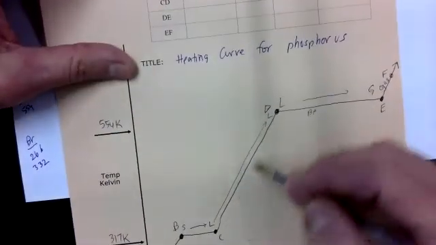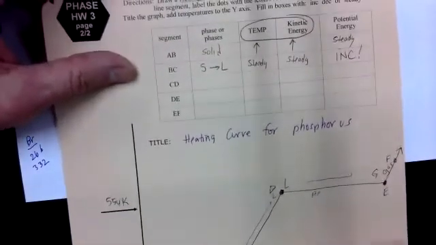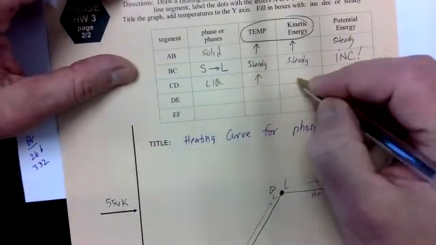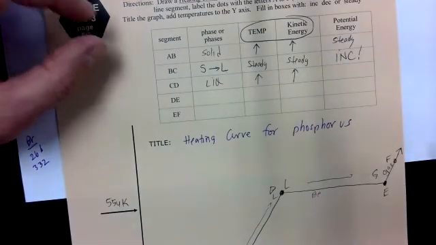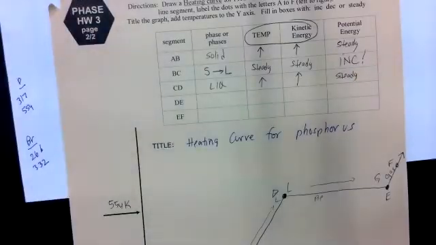CD, right through the middle. Liquid, liquid, liquid, but the temperature's going up. So what do we got? What phase? Liquid only. The temperature is definitely increasing. That means kinetic energy is increasing. The particles are moving faster and faster. What does the potential energy do? It stays steady because only one energy at a time can change. And if the kinetic energy is increasing, then the potential has to be steady.